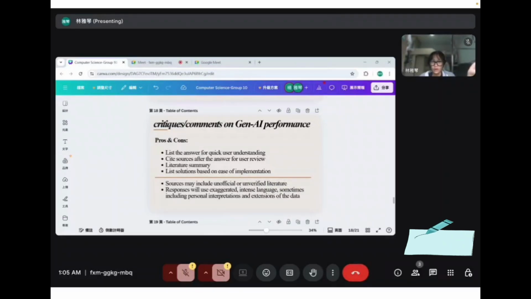However, while verifying Gen AI's responses, we found the following disadvantages. Gen AI may use unofficial or unverified data, which raises concerns about data accuracy. Furthermore, Gen AI's replies often use exaggerated and intense language, and it may add its own interpretation and extension to the data, affecting the user's understanding.